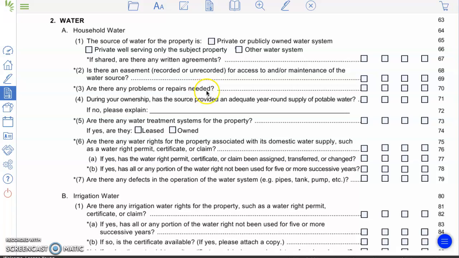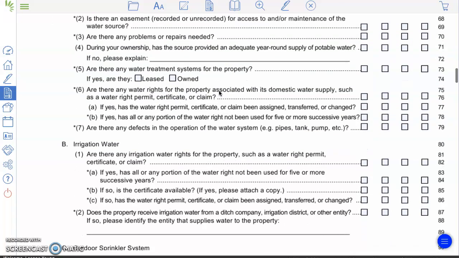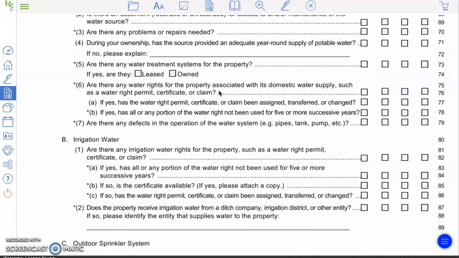Any problems or repairs needed, so that could be if you know that there is damage to your sewer pipe out to the street or your water line, you just want to be able to disclose that. During your ownership, has this source provided adequate year-round supply of potable water? So if there's been a time you've had to boil your water, you'd want to disclose that. Are there any water treatment systems for the property? If yes, then are they leased or owned?